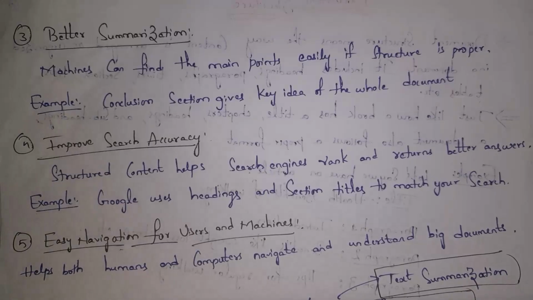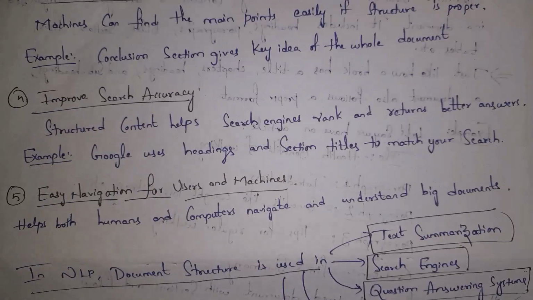And the fifth one is easy navigation for users and machines. If there is any big document, instead of arranging complete information in a single paragraph, if we divide the paragraph into sections, both humans as well as computers can search information easily.